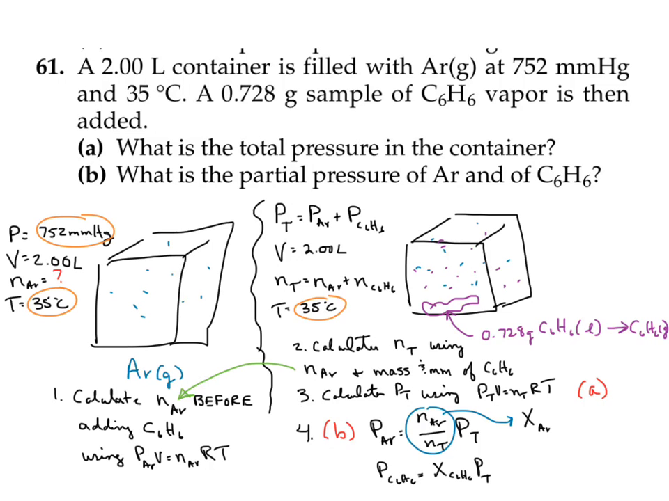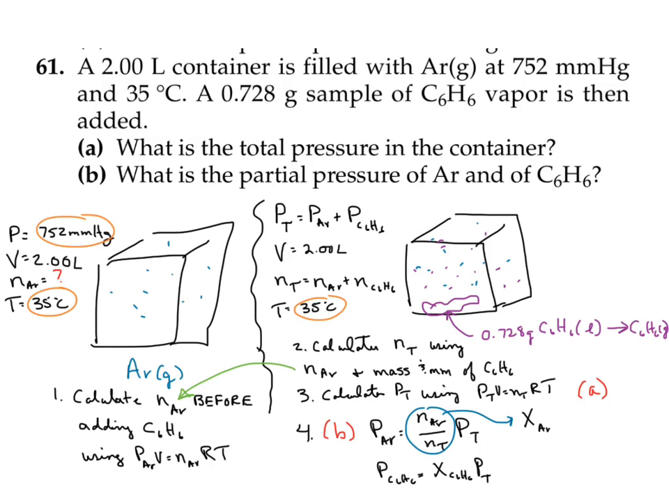Then the problem describes this purple thing down here, my puddle of benzene. It starts out as 0.728 grams of liquid, and it's going to all vaporize. So it's all going to be cute little purple gas particles in there amongst your argon. Of course the pressure is going to go up, right? Because now you have argon and C6H6. So what is the total pressure over here?